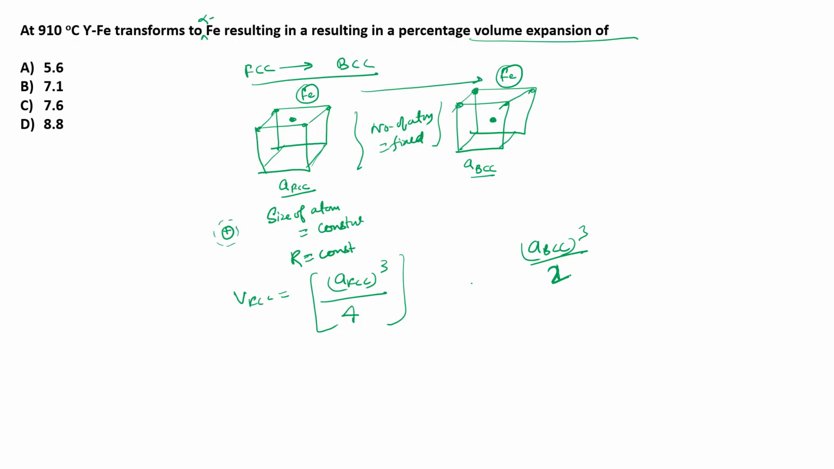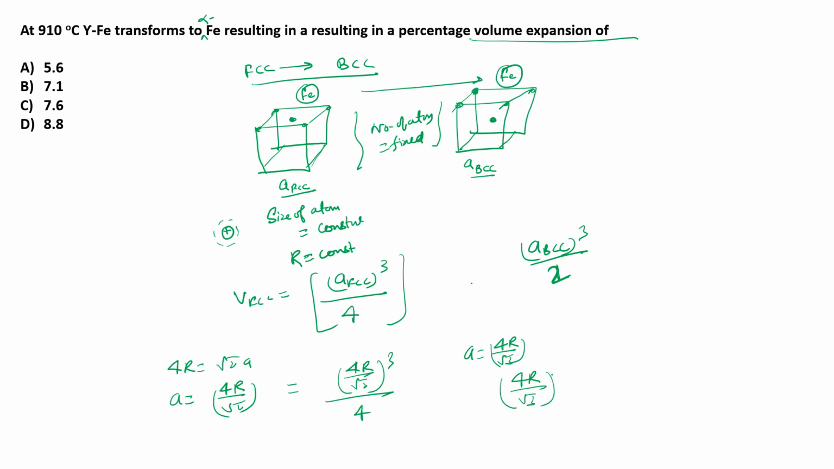In the case of FCC, we know 4R is equal to root 2 A. So A we can take as 4R by root 2. In the case of BCC, A we can take as 4R by root 3. So just put this in: (4R by root 2) cube by 4, and here (4R by root 3) cube by 2, right?